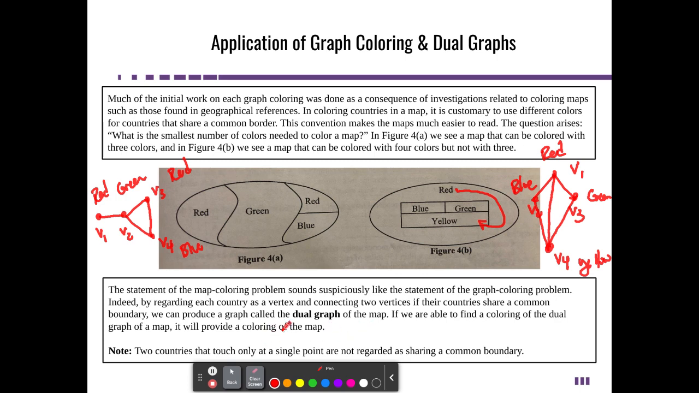So note that 2 countries that touch only at a single point are not regarded as sharing a common boundary, and so that wouldn't apply. So that's just kind of a side note. If you're looking at maps, you're like, oh, why are these 2 countries the same color? It's because it's such a small area. We're looking at a larger amount of surface area that's contacted here in these graphs to be able to think about these dual graphs.